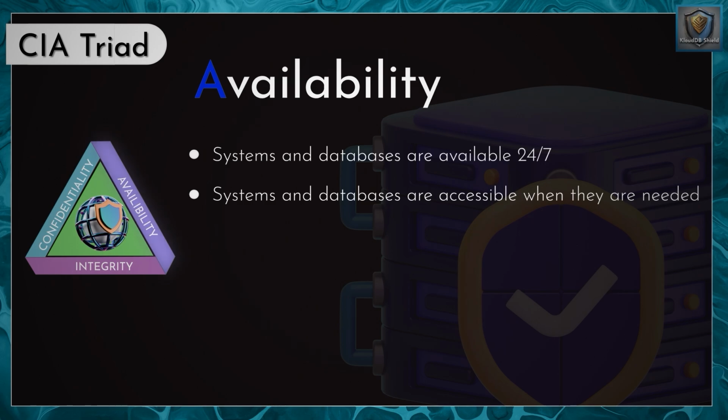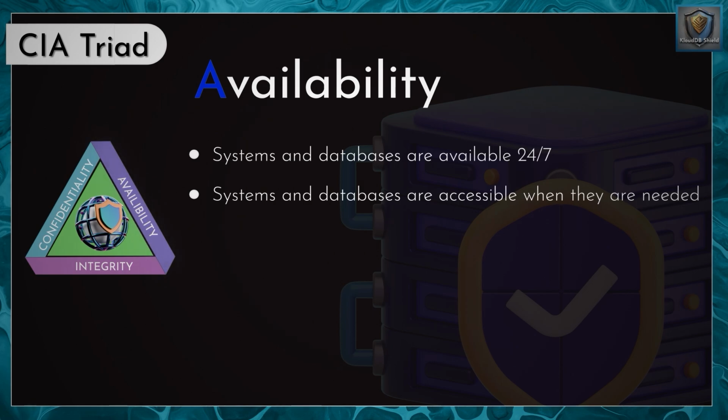Then the third one is availability. So we need to make sure that the systems and databases are available 24/7. The applications are available 24/7. They are accessible when they are needed. So this is the third important security pillar. And in databases, we have redundancy, replicas, failover strategies, etc., to make sure that the databases are available 24/7. So this is the third core security principle in the CIA triad.